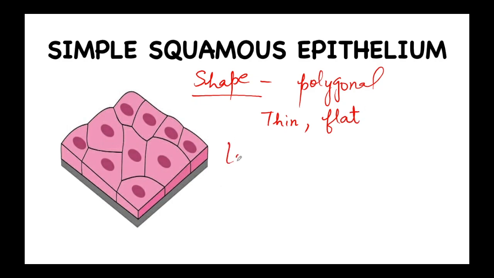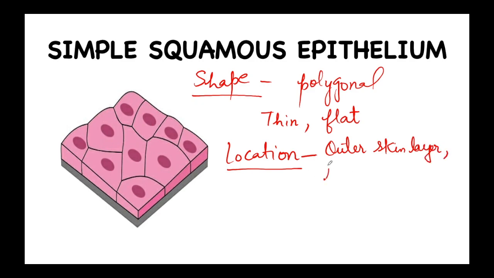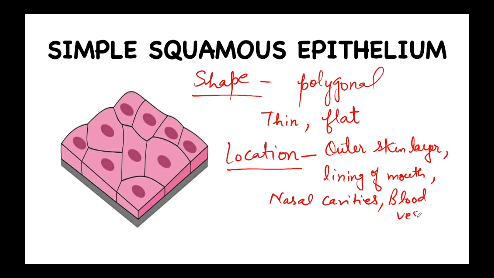Now come to the location of simple squamous epithelium: outer skin layer, lining of mouth, nasal cavities, blood vessels and lymph vessels. So these are the areas in our body where such type of epithelium is present.